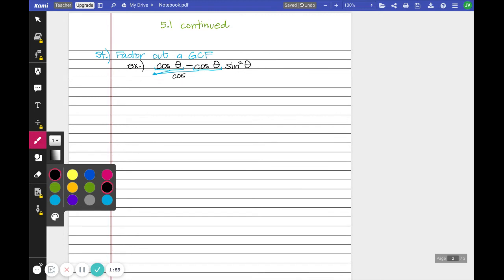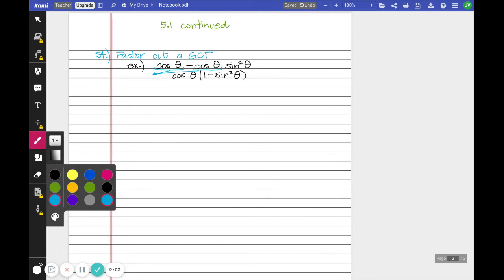So now I've got my cosine theta that I factored out. And then 1 in the first spot, minus sine squared theta. And the reason we put a 1 there is that if we think about GCF as reverse distributive property, the nice thing is I've got to have a place for everything. So I started with cosine. That would just multiply with 1 to stay as cosine.